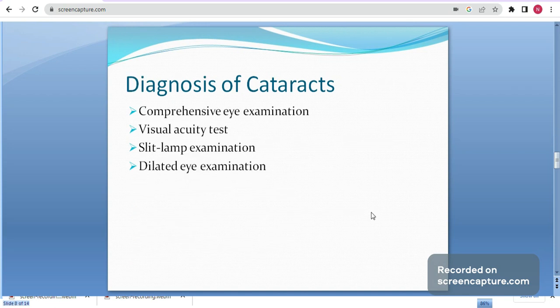Next is the diagnosis of cataract. How is it diagnosed? A comprehensive eye examination has to be done. A visual acuity test is done, and a slit lamp examination and dilated eye examination are properly done to diagnose cataract.